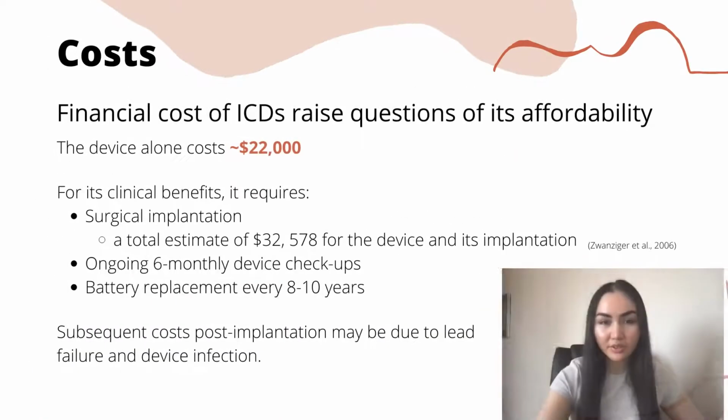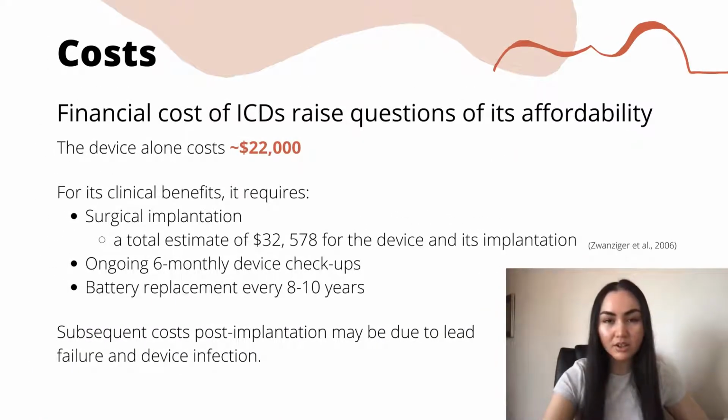The device alone costs around $22,000, and costs associated with its implantation, the need for ongoing 6 monthly device checkups, and battery replacement every 8 to 10 years may serve as a financial challenge for individuals. An example of subsequent costs post-implantation may be due to lead failure and device infection, which are typical long-term problems associated with ICDs. So while ICDs serve as life-sustaining technology and are proven effective for patients at risk of ventricular arrhythmias and sudden cardiac death, their cost may function as a barrier.